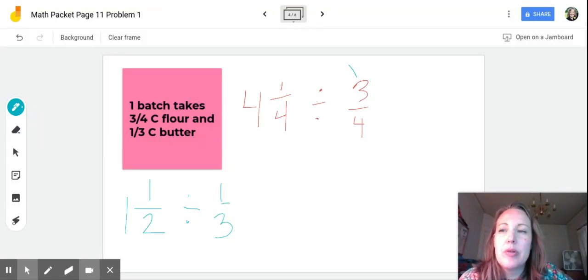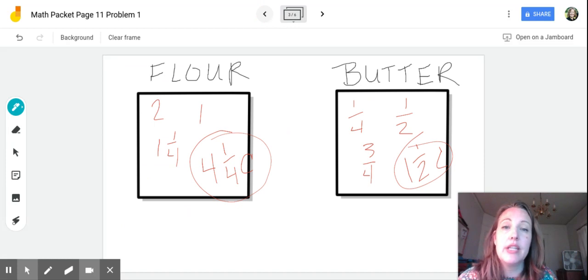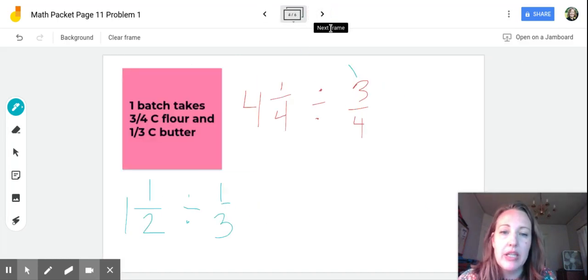We are back on this problem from your math packet, page 11, problem 1. We're going to call this part 2 of that problem. When we left off, we had a bunch of friends who brought some ingredients to make cookies. They brought flour and they brought some butter, and we found the total amount of flour and the total amount of butter that they brought. And then we were asked to figure out how many batches, and it actually says whole batches of cookies they could make using these ingredients if they had enough of everything else that they brought.